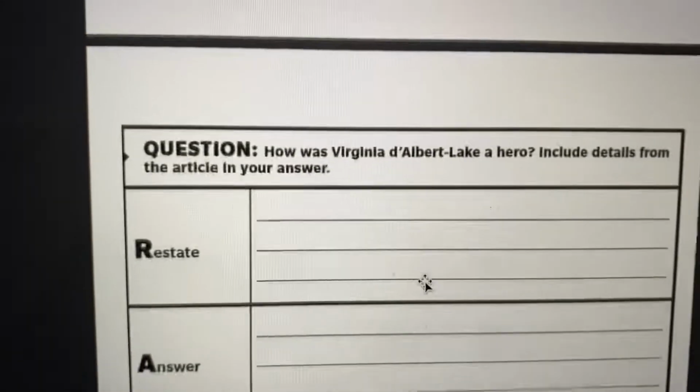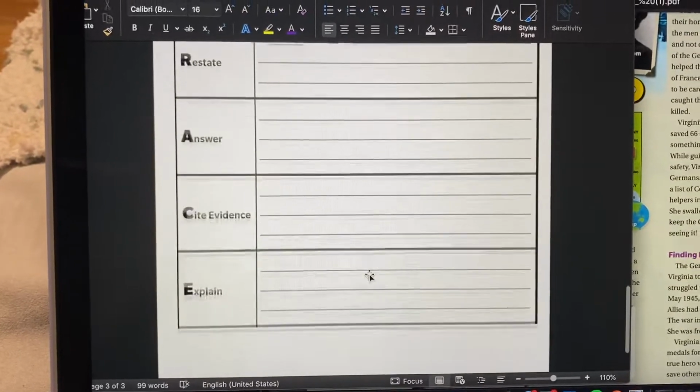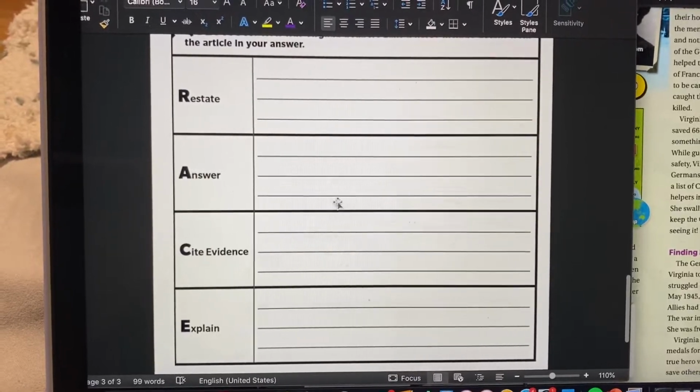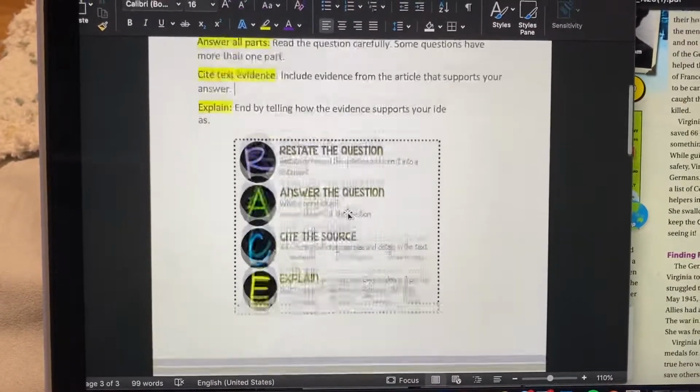And then once again, on this page here, you can just print it out, write everything out here, and then take a picture of it and just send it to Miss Almeida.